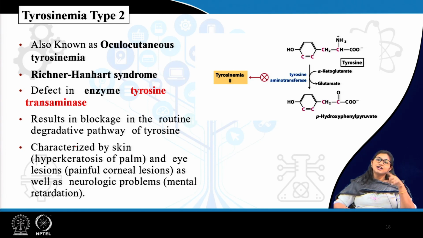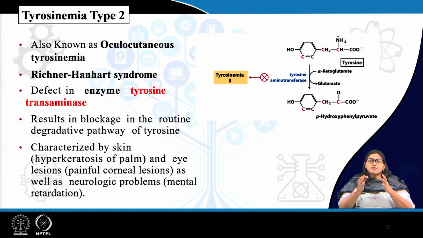Now, remember type 1 is the last reaction, whereas type 2 is the first reaction, where tyrosine transamination is there. So, that enzyme, transaminase or aminotransferase, when inhibited, causes tyrosinemia type 2. This disease is also known as oculocutaneous tyrosinemia, also Richner-Hanhart syndrome. Once again, the tyrosine degradation pathway is hampered, and accumulation of tyrosine is there, that is why it is tyrosinemia.